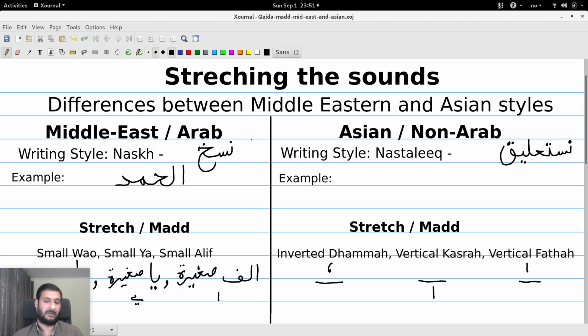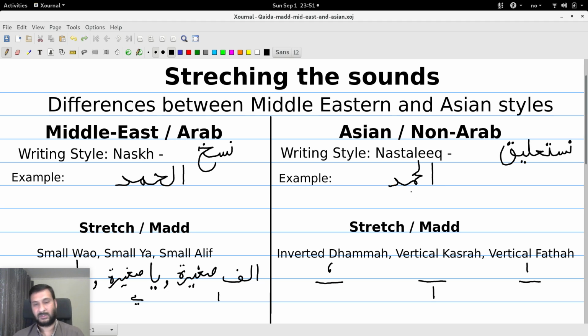I'm going to write the same word in the Nastaliq way of writing. I write alif, the same way. I write lam, and then I write ha, then I write meem, and then I run out of space, right? So then I go up in the sequence like so. Let me rewrite that for you again. So alif, lam, ha, meem, dal.